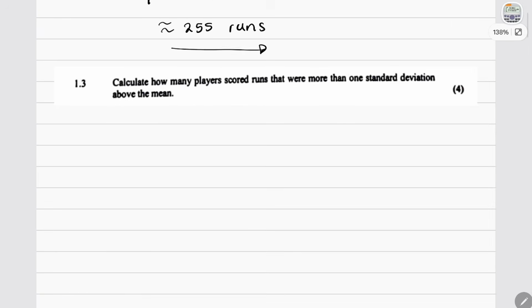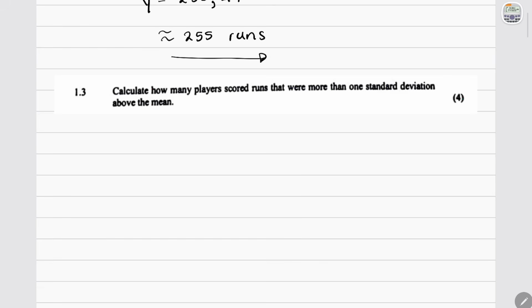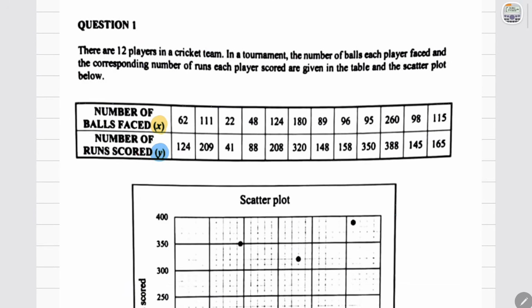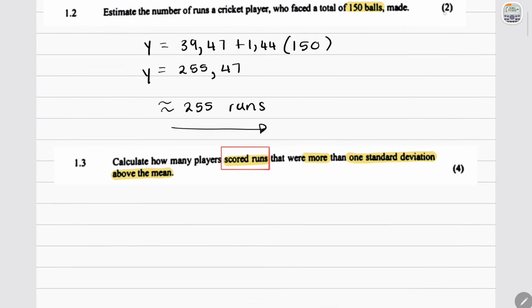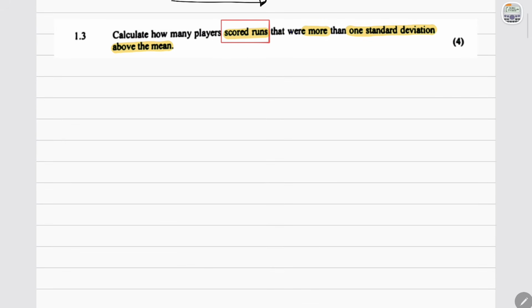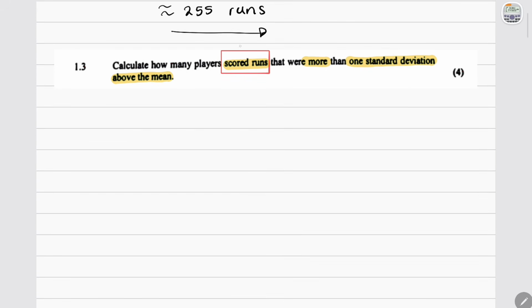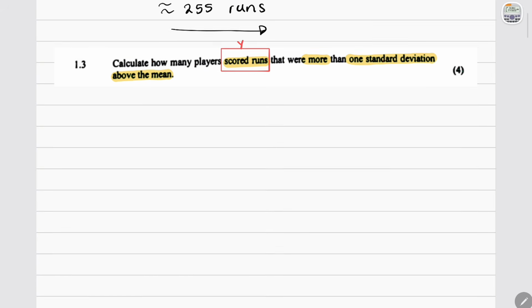The next question, 1.3, says, calculate how many players scored runs that were more than one standard deviation above the mean. So we're looking at more than a standard deviation above the mean, but remember, this refers to the runs. Now let's just look up here. You see that the runs, these are our y values. So whatever you're going to find, it needs to be containing the y values, not the x values. Okay, so just keep that in mind. It's your y values that you're referring to.